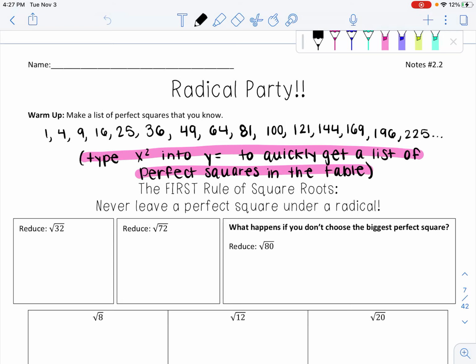Welcome back. We are doing notes 2.2 now. For the warm-up, I already filled this in, so you can go ahead and see how you did and fill in these answers if you didn't get them. Just the list of perfect squares that you know, so hopefully you know at least the first 10.